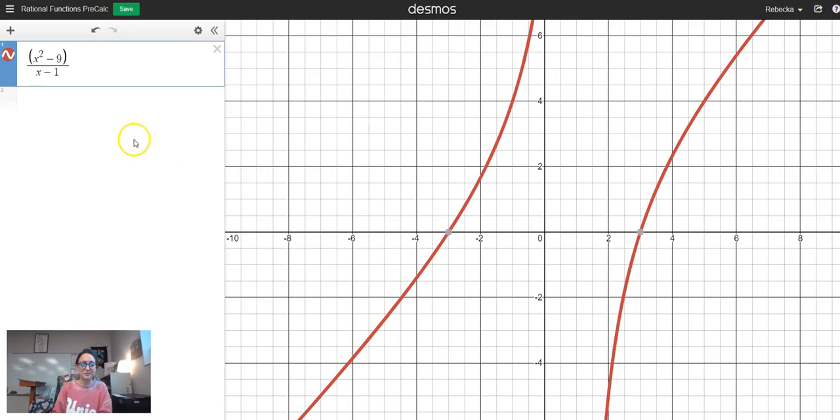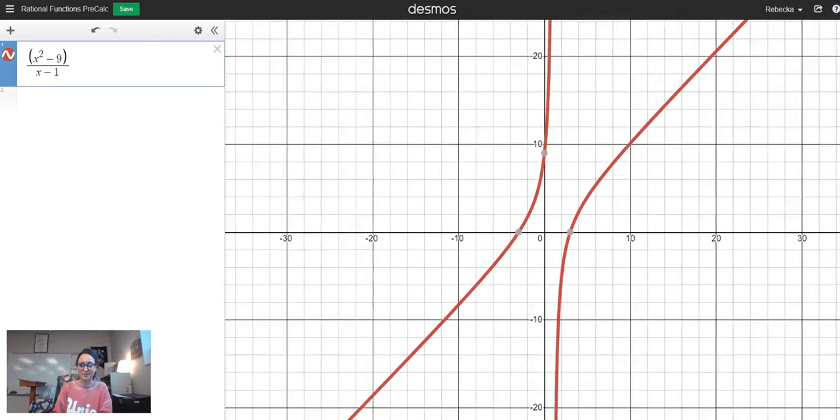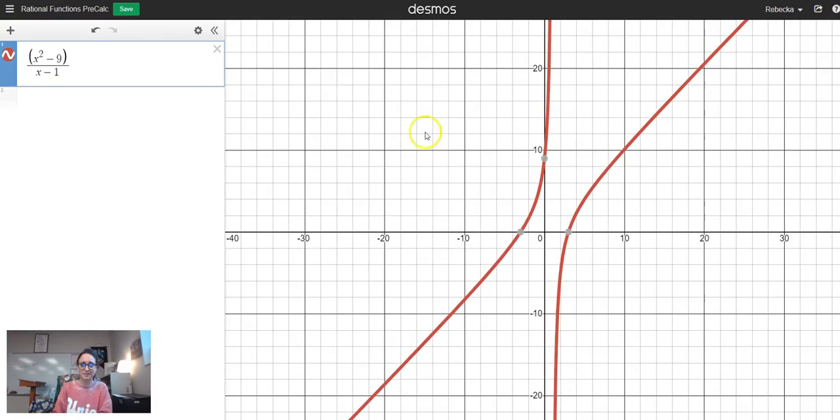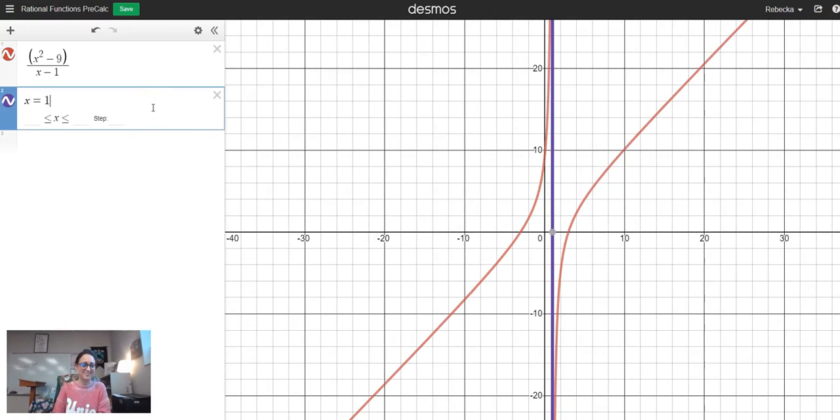All right, so here is my function graphed. I've got x-intercepts when the numerator is 0, right, at -3 and 3. I've got vertical asymptotes when the denominator is 0, and you might need to zoom out a bit and see, okay, yep, x equals 1 is believable there as the vertical asymptote, right? So the domain is all real numbers other than +1. And for horizontal asymptote, we don't have any, right?